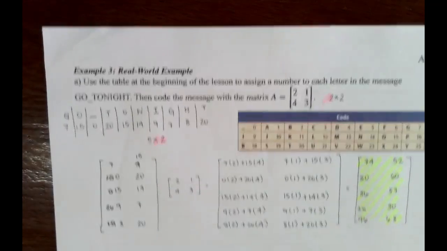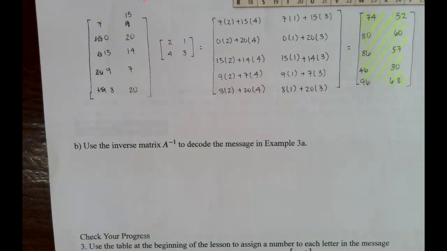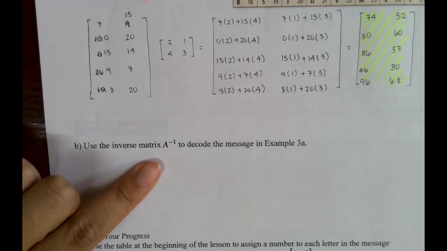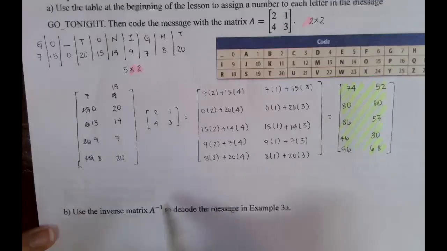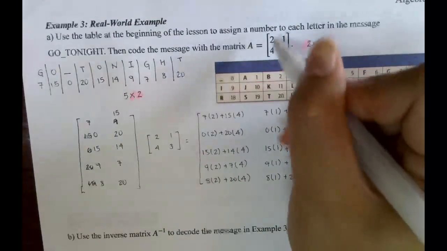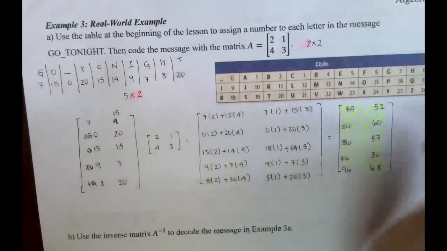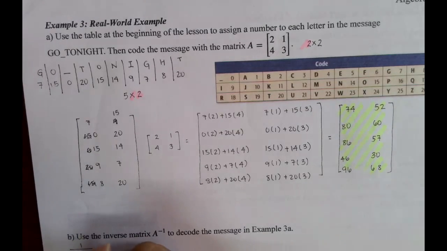So now, if I want to decode it, what I have to do is find the inverse matrix. I'm going to use the inverse matrix of A, known as A inverse, to decode it. So I'm going to find the inverse of this. This is going to be 1 over A times D, so 2 times 3, minus B, which is 1, times C.